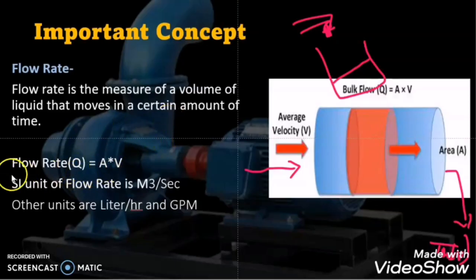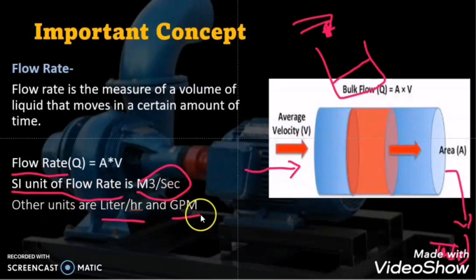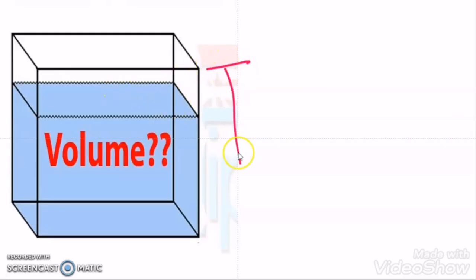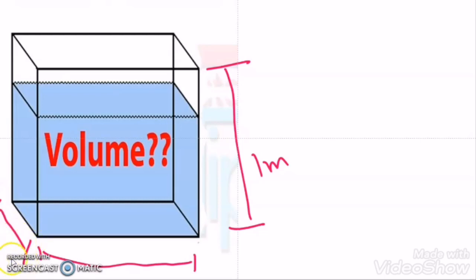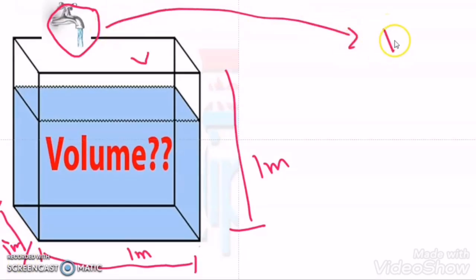There are other units also for the flow rate. The SI unit for the flow rate is meter cube per second. Other units are liter per hour or GPM. What does meter cube per second mean? Suppose this tank is 1 meter in height, 1 meter in width and 1 meter in depth. Suppose this tap takes 1 minute to completely fill this 1 meter cube water tank. Then what would be the flow rate of this water tap? The flow rate for this water tap will be 1 meter cube per minute.